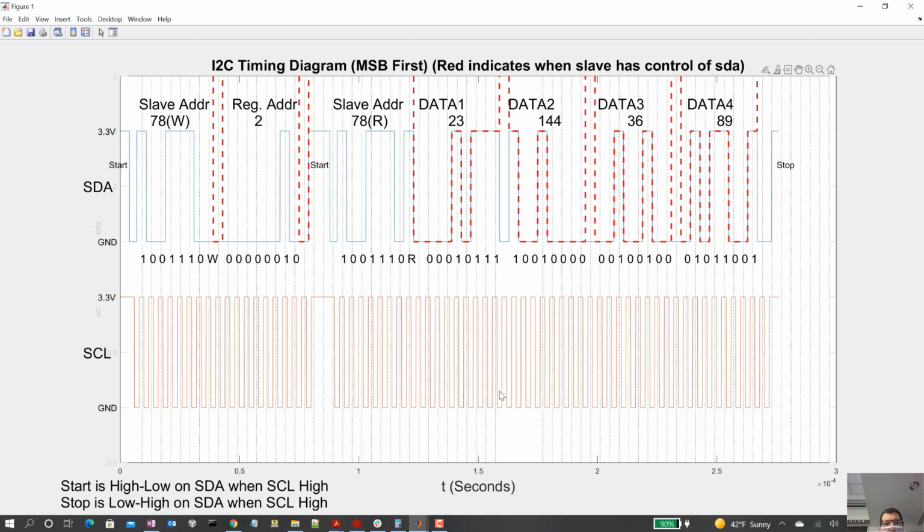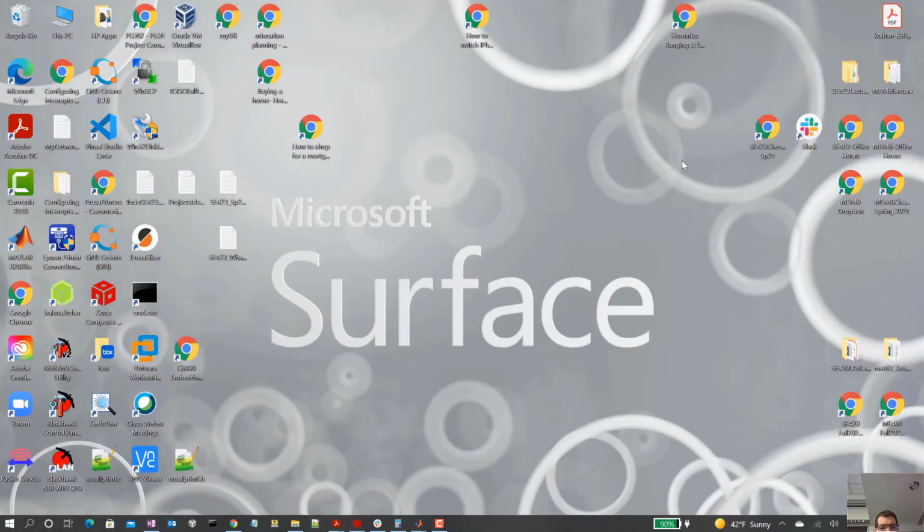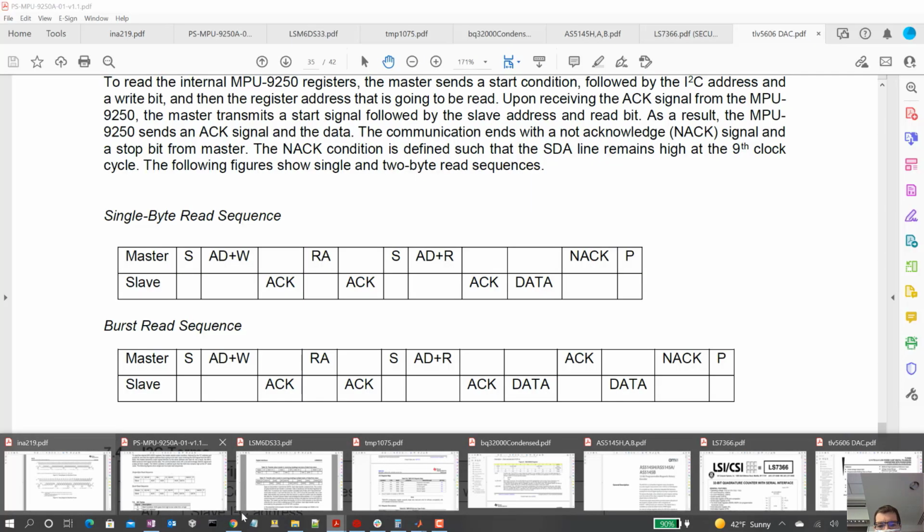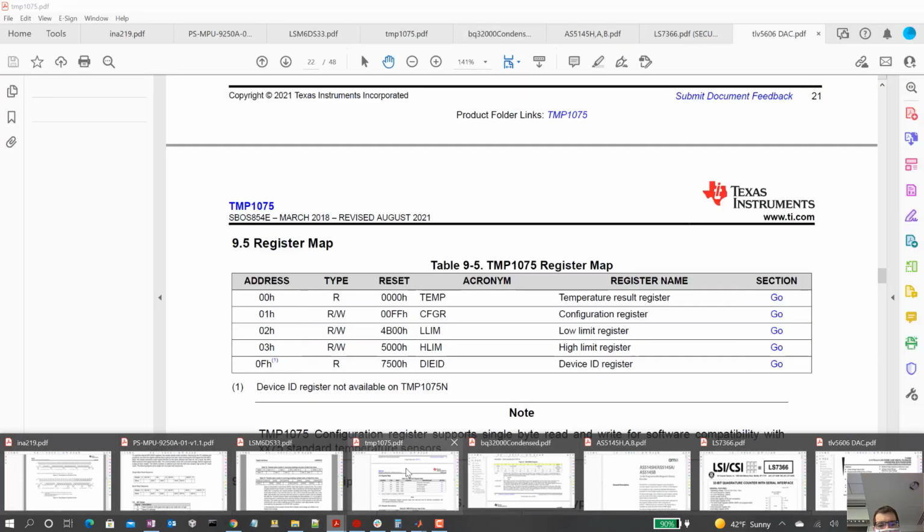So let's look at a couple I2C chips. Let's see here, and try that. Let's look at this. Where's it at? The temperature sensor. Sure. Let's do this temperature sensor.